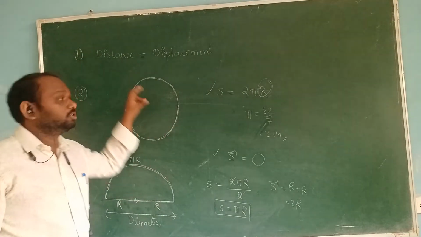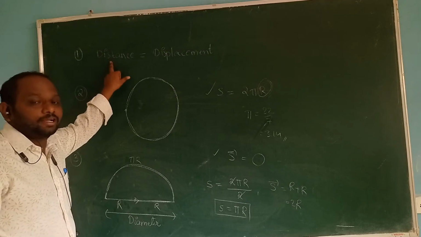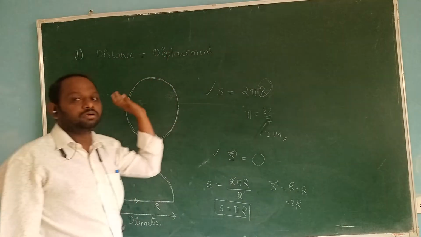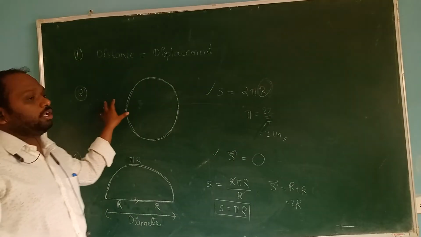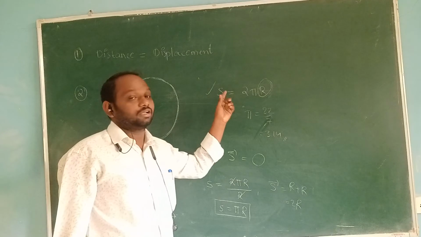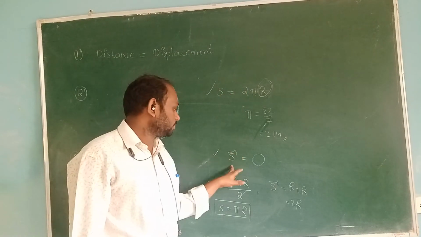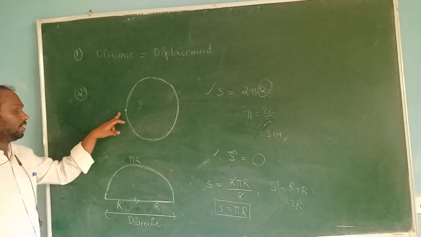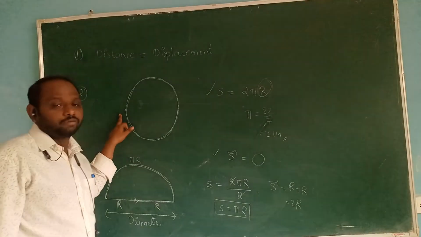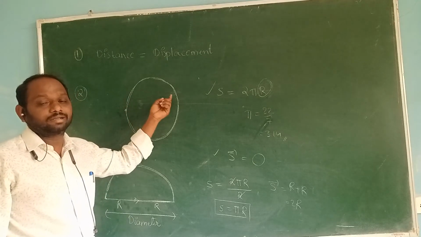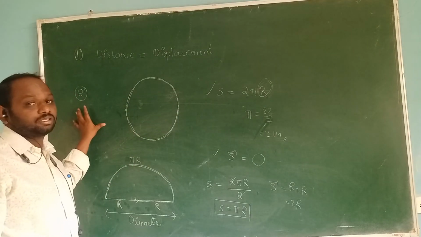Once again I will repeat. First one, when a body or particle is moving in a straight line, distance is equal to displacement. And the second point, when a body is moving in a circular path, distance is given by the formula 2 pi r and displacement is 0. Why is displacement 0 here? Because the initial point and final point are both the same.